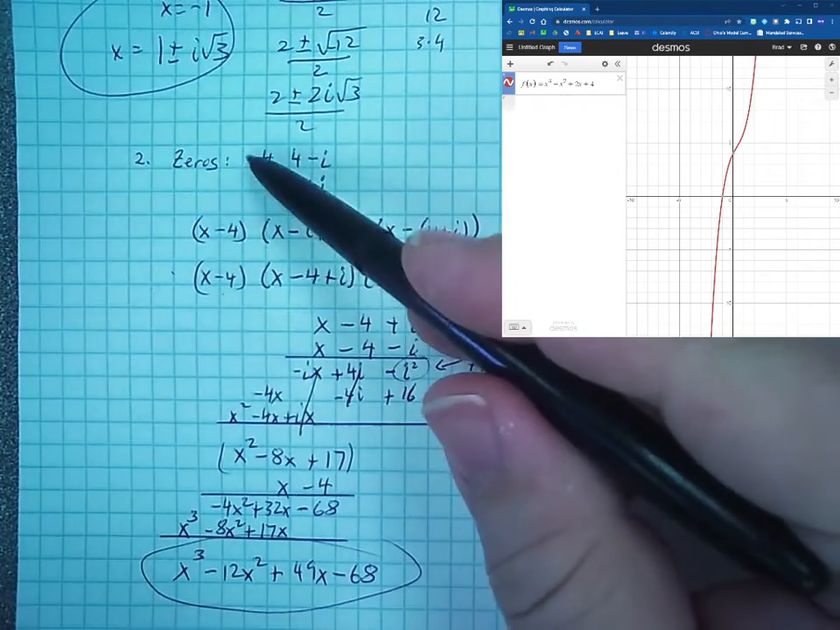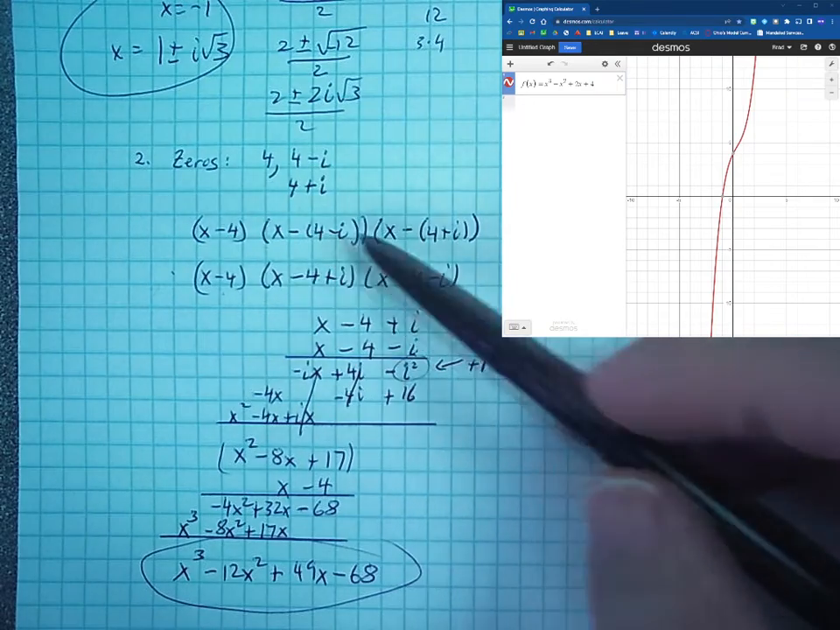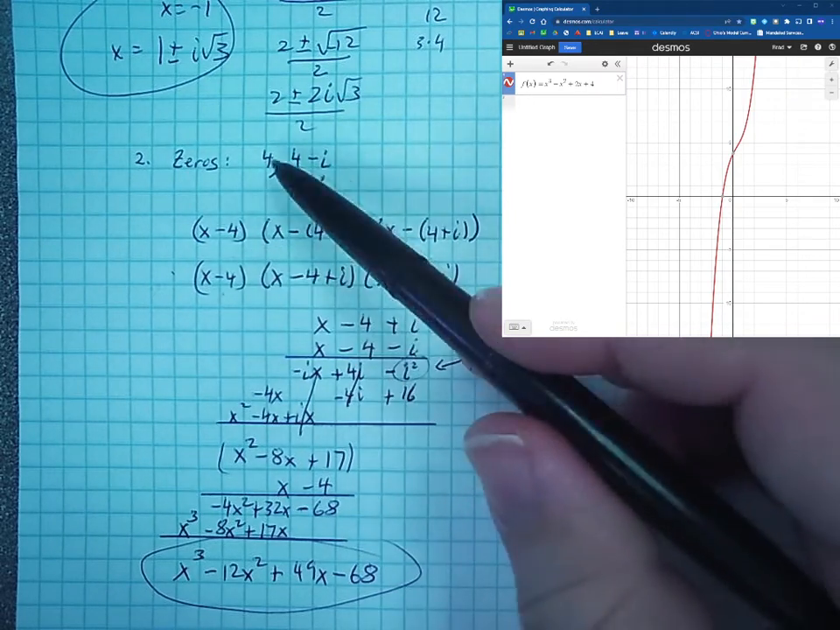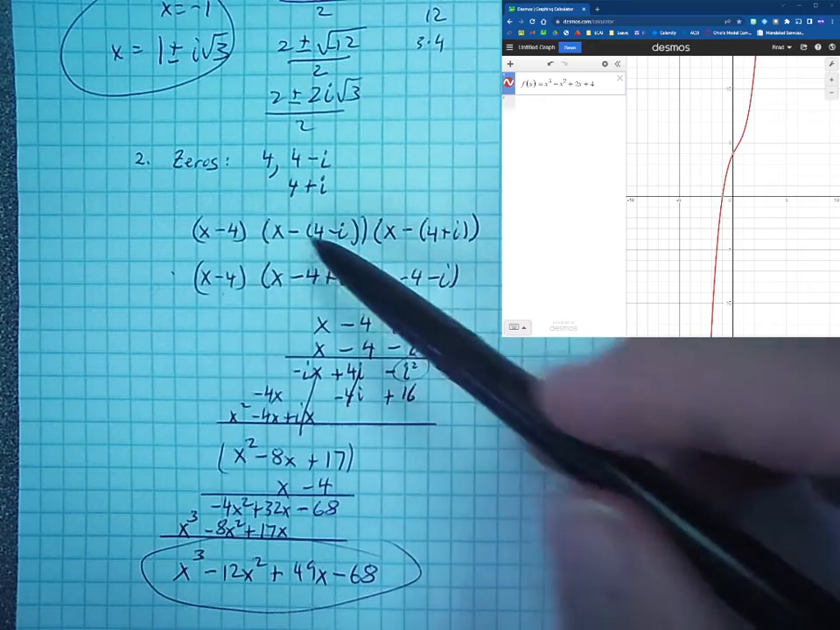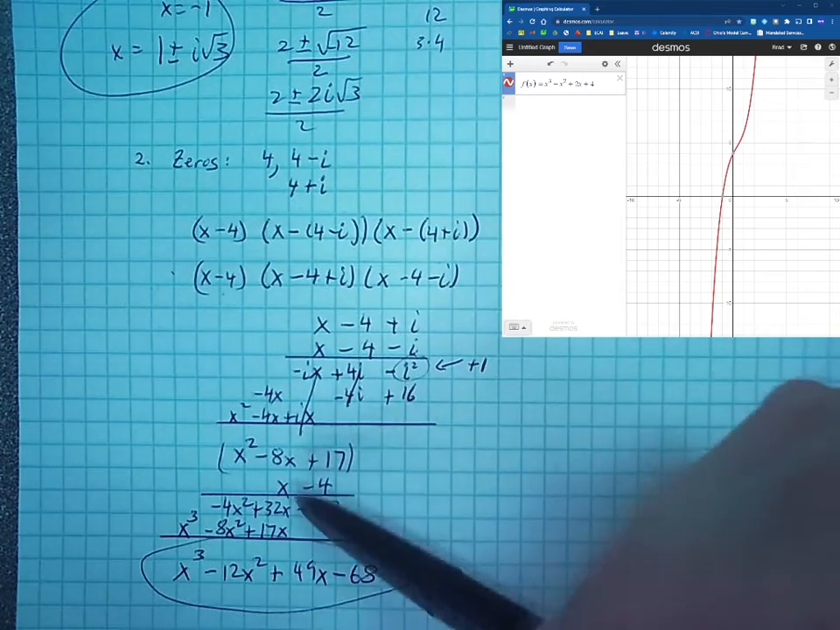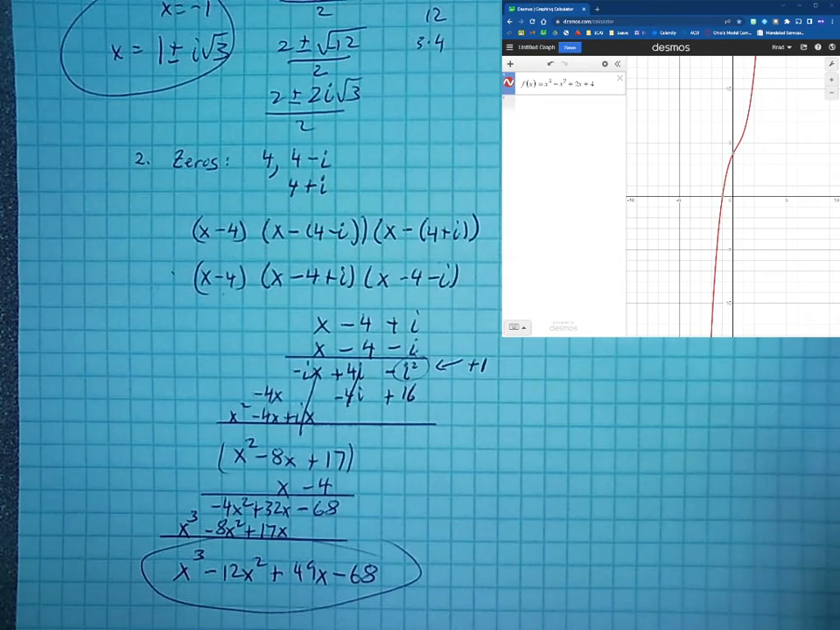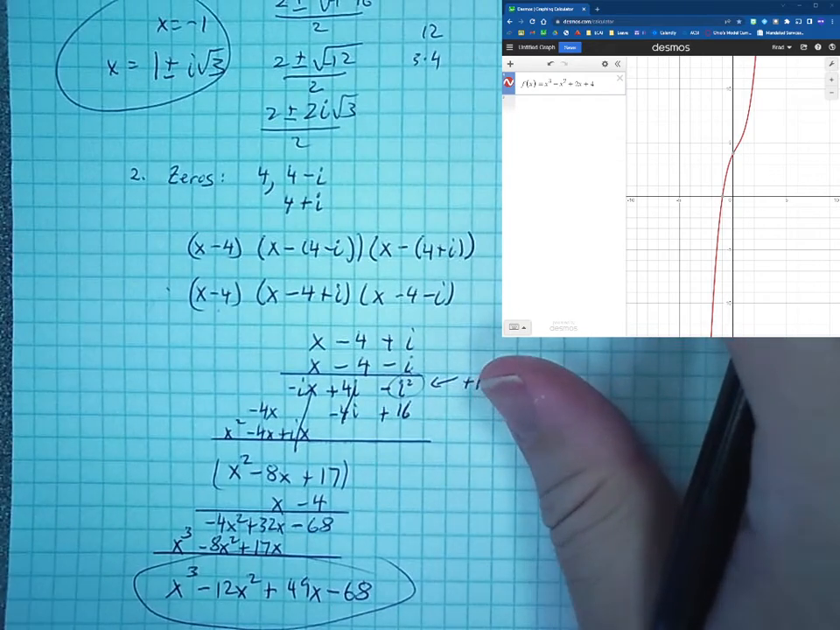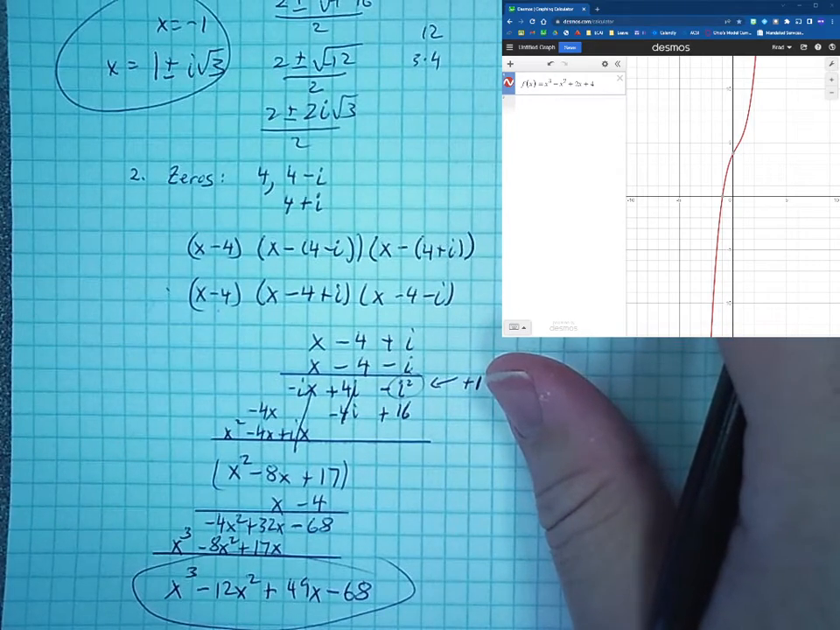So you take the zeros, you write them as factors by just doing x minus whatever the 0 is, x minus this one, x minus this one, x minus this one, and then multiply them all together to get your polynomial. That's 4.9b.